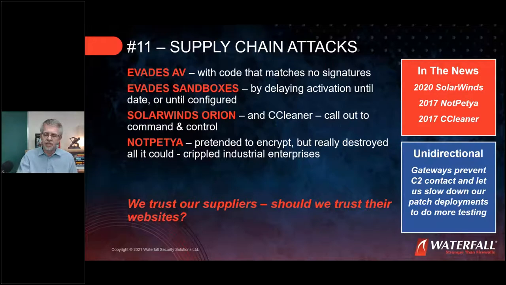Billions of dollars in lawsuits for cyber insurance claims have not been paid out because NotPetya was flagged as a nation state attack, because the Russians were allegedly behind it. That same year, there was a different attack embedded in a software update for the CCleaner software. The good news is the attack was discovered and the C2 was shut down before any damage was done. But supply chain attacks are not new, and they are nasty.